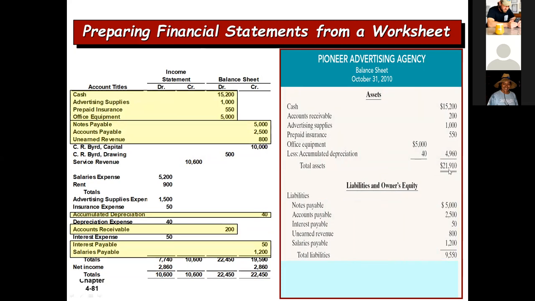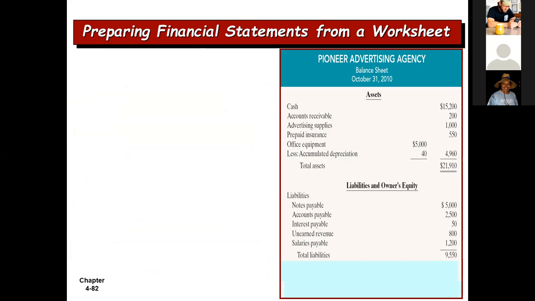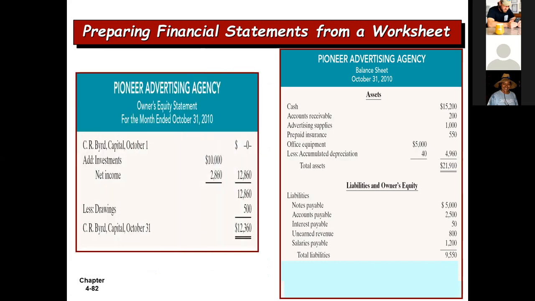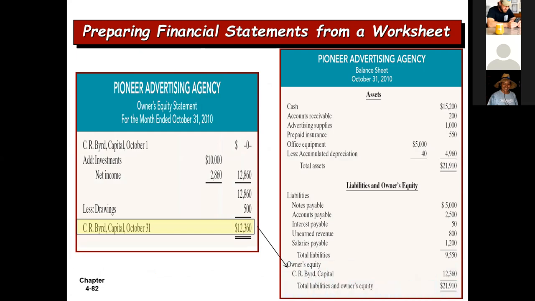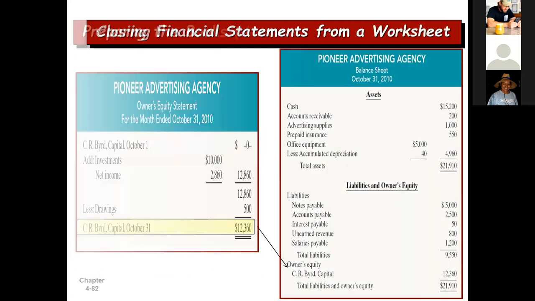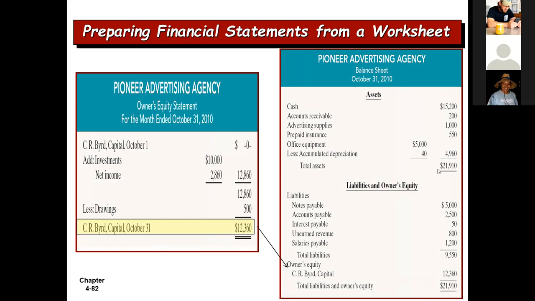Now notice assets total $21,960 and liabilities total $9,550. And you note the accounting equation, assets equal liabilities plus stockholders' equity. Remember the equity we calculated was $12,360. That's the missing piece to balance out your balance sheet. That will bring up your total liability and equity to $21,910, which equals your total assets.